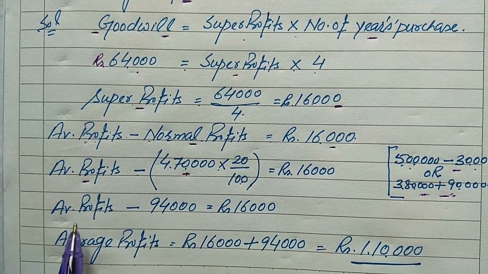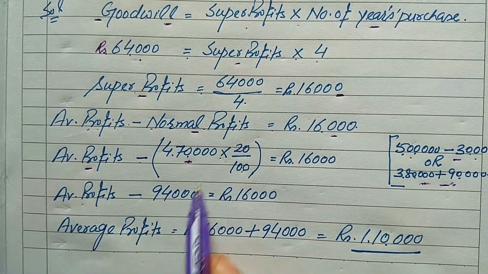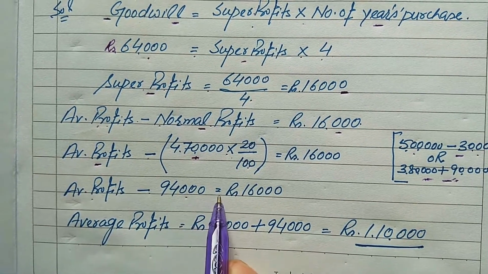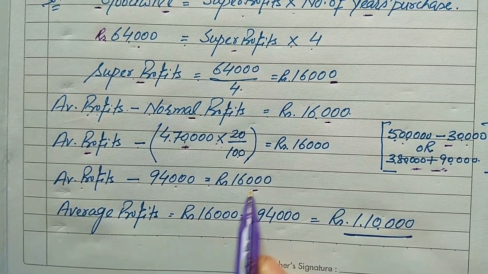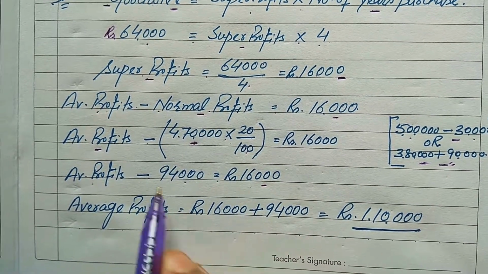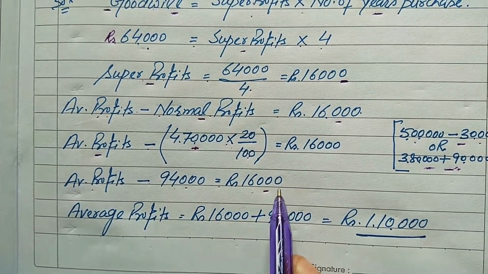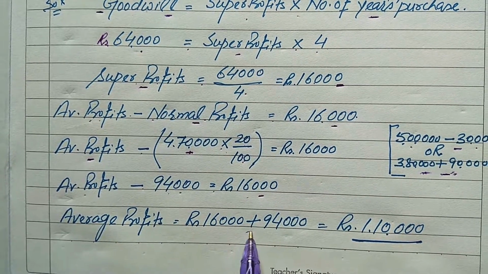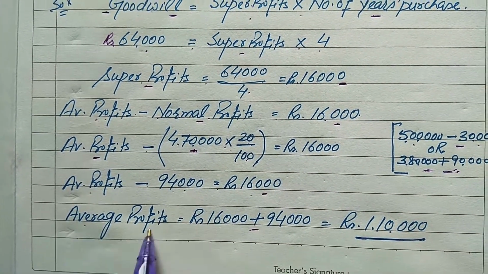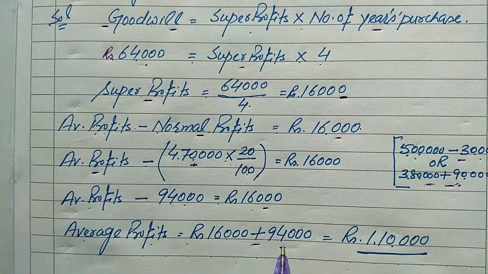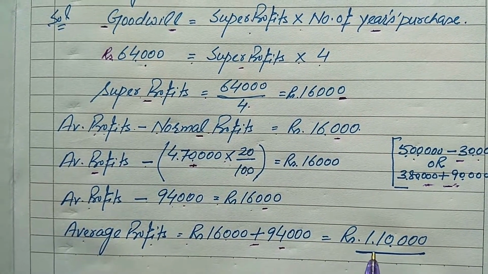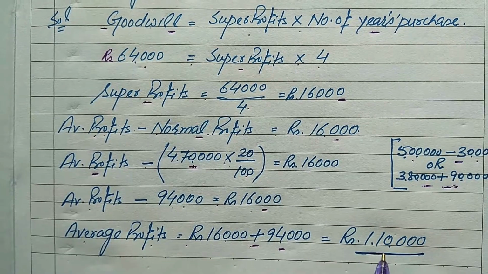So after calculation, average profit minus 94,000 normal profit is equal to 16,000 rupees. And in the final calculation, when you take 94,000 to the right-hand side, its sign changes and the amount becomes plus. That's why the average profit is equal to 16,000 plus 94,000. The value of average profit will be 1,10,000 rupees.